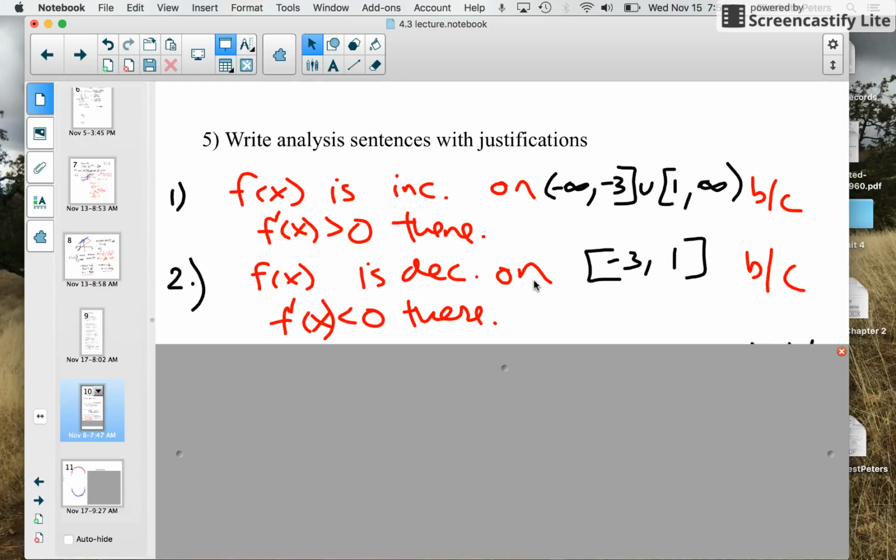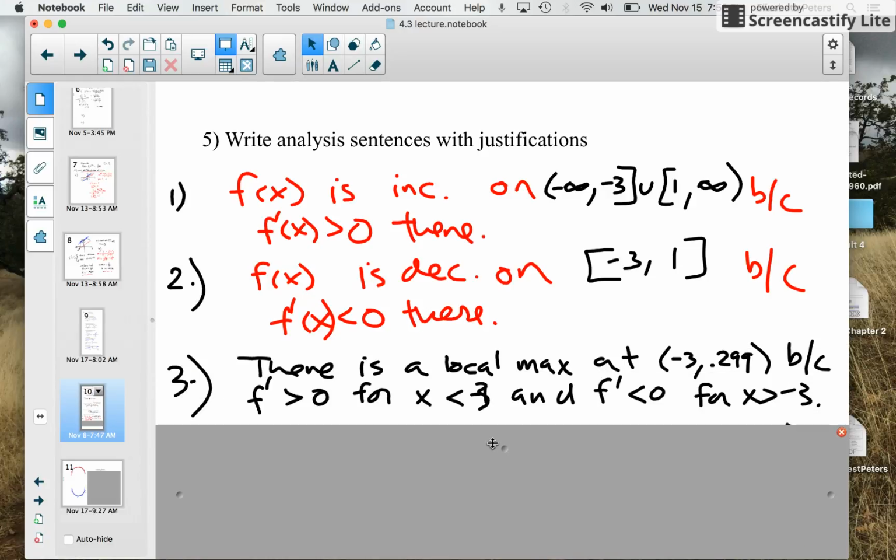We say that f of x is decreasing on the interval -3 to 1 because the derivative f prime of x is less than 0 there. And we include -3 and 1 again because those points are helping, it decreases from -3 to get to the next point. So that makes it a decreasing function. We say there's a local max at the point -3, 0.299, because on the left side of that point, so x is less than -3, the derivative is greater than 0. And on the right side of the point, the derivative is less than 0. So it's creating that maximum.